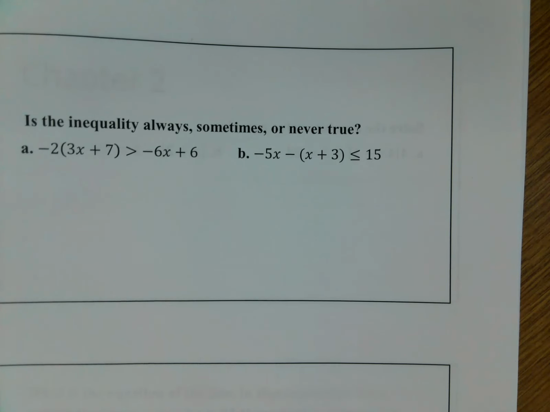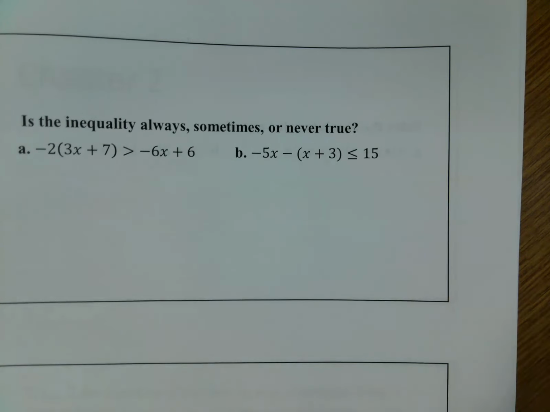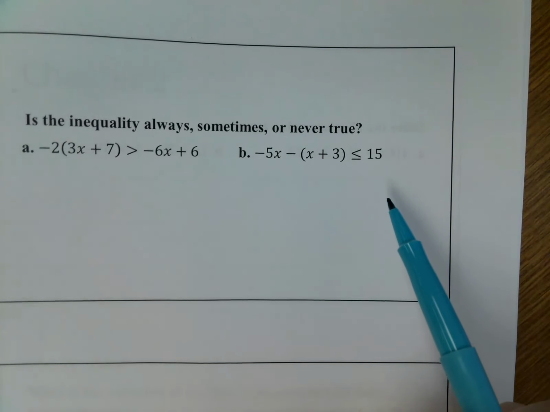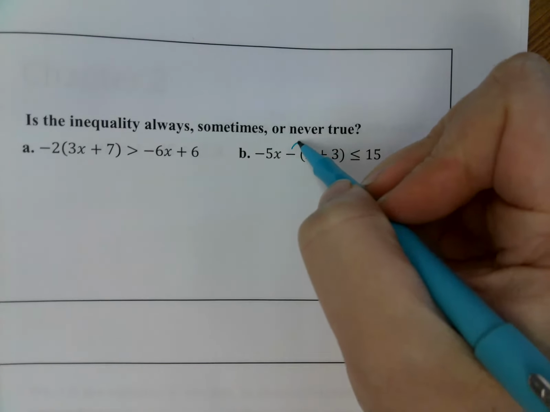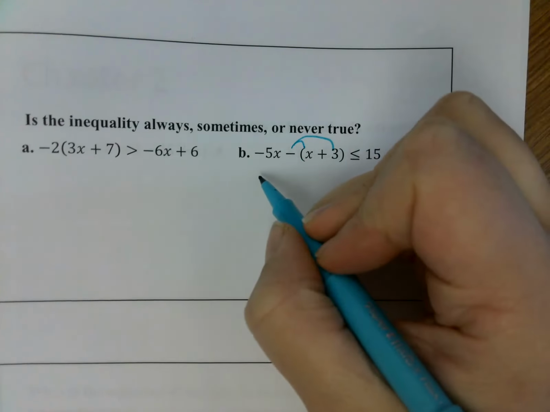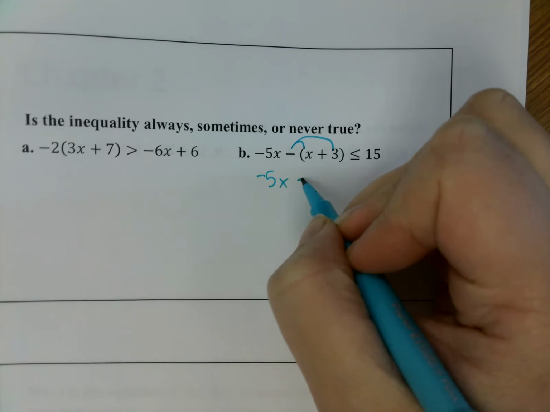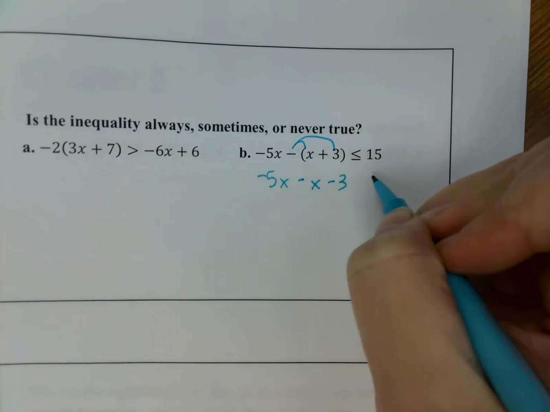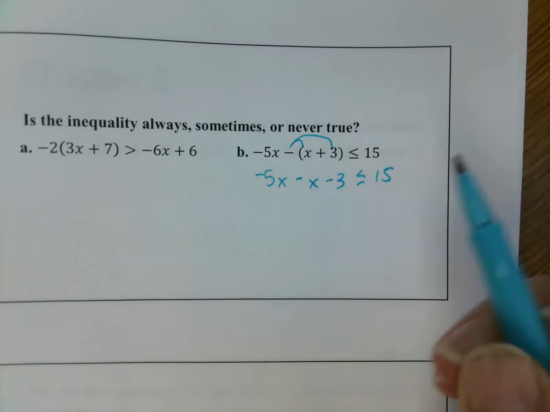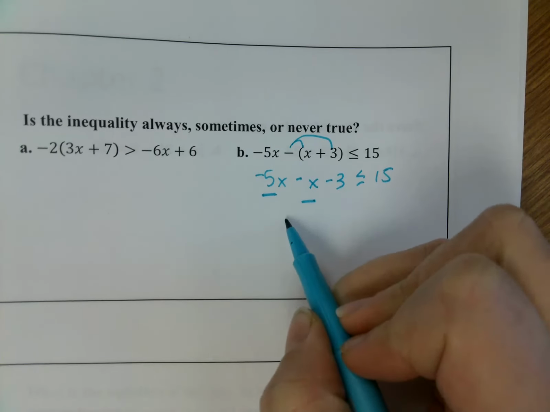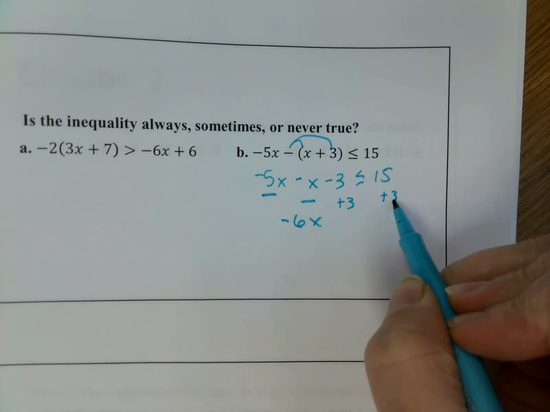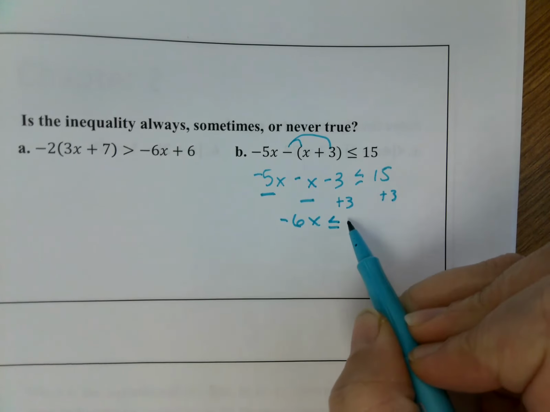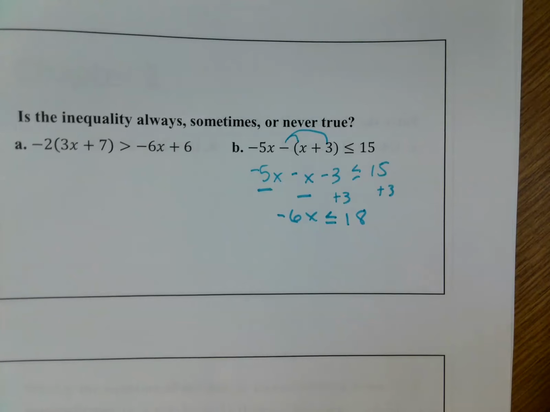Also in chapter 1, we had inequalities. So this question is asking, is it always, sometimes, or never true? We have to solve for x though. So again, first thing I want to do is distribute this x. This becomes a negative 5x minus x minus 3 is less than or equal to 15. I can combine these two like terms, so this becomes a negative 6x. I'm also going to add this 3 over, just so I don't have to write out too much stuff.